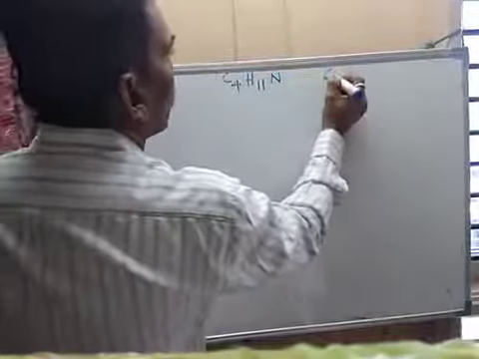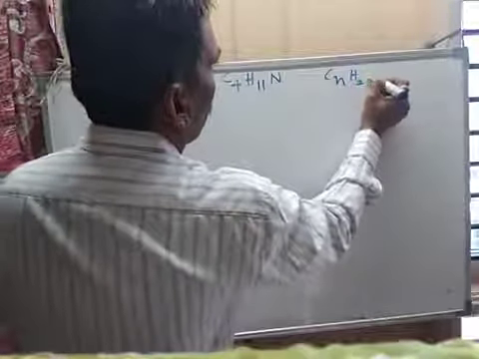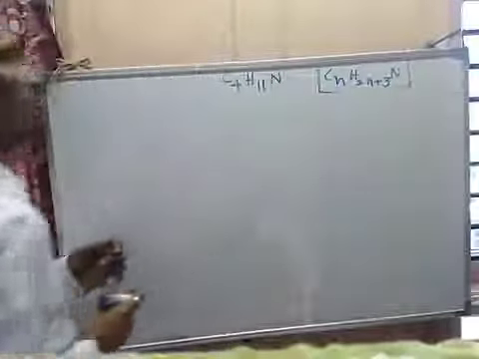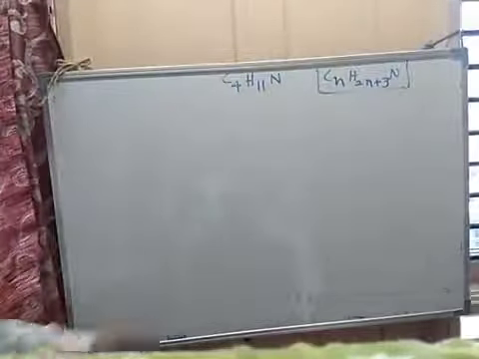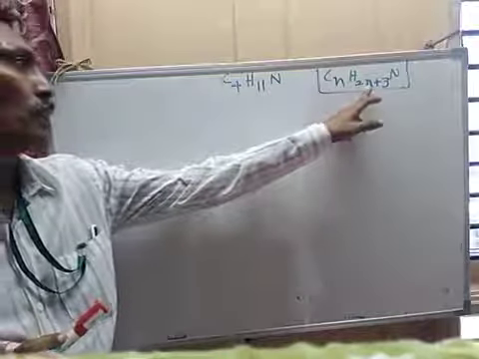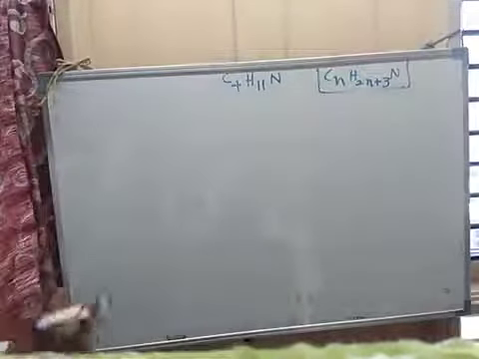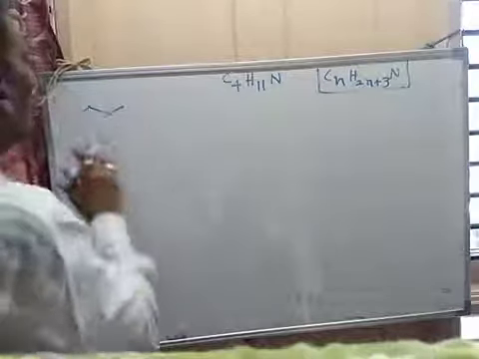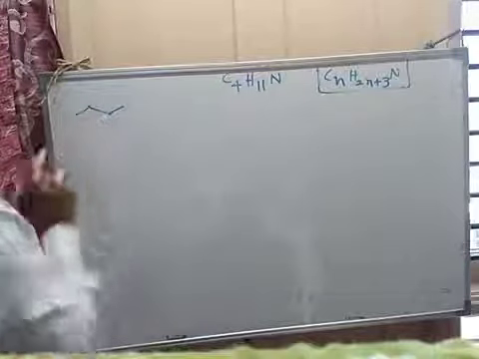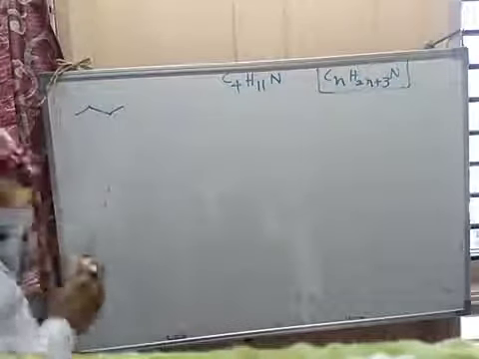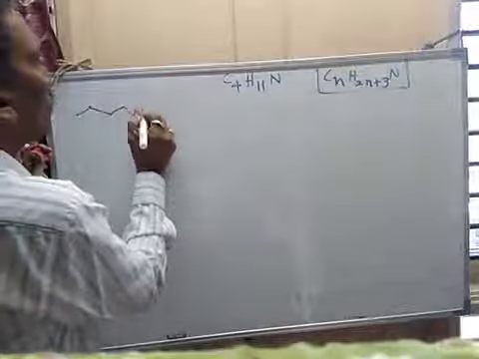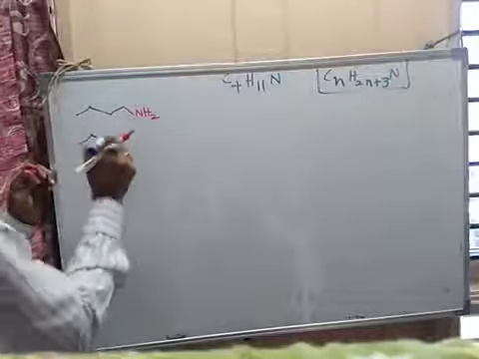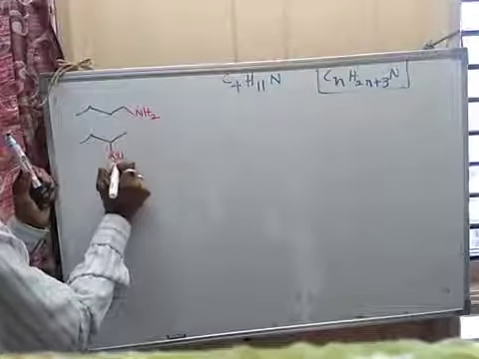C4H11N. CnH2n+3N. By using this formula, saturated amines are to be designed. N is 4, 4 into 2 is 8, 8 plus 3 is 11, enough. The first one, without hesitation, just bond line structure is friendly to save time. 1 2 3 4 carbon chain, and I am interested to attach NH2 on the first carbon. In the next case, NH2 on the second carbon. Is it possible to write on the third carbon?